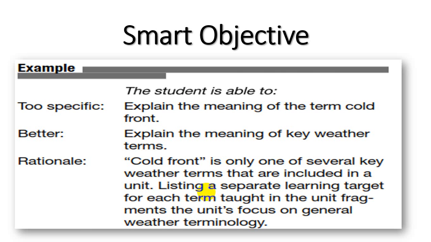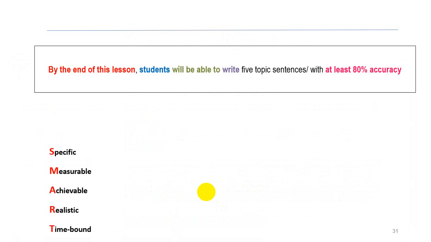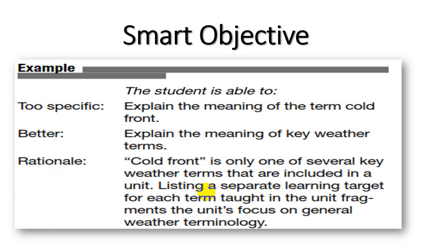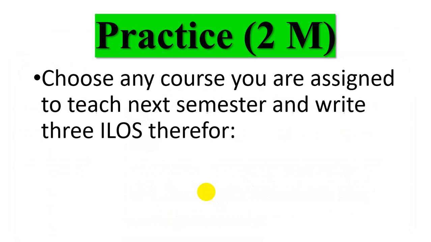Explain the meaning of the term. It's too specific, and your SMART objective should be not too broad and not too specific, not too general and not too specific. Remember, it must be specific, but not too specific. And we have here: explain the meaning of a key word. So now you have 2 minutes to choose any course you are assigned to teach next semester, and write 3 ILOs for it.